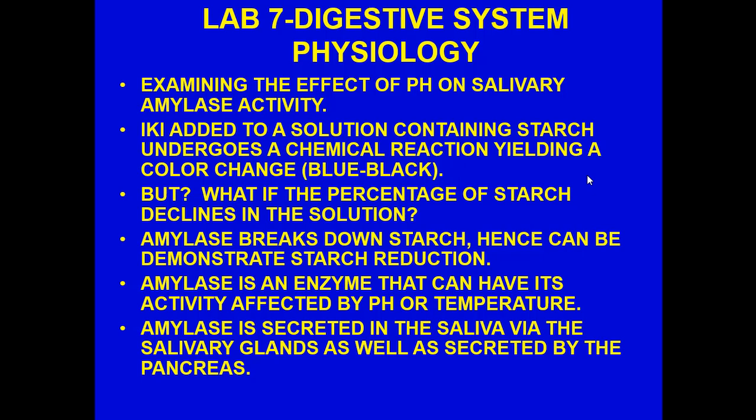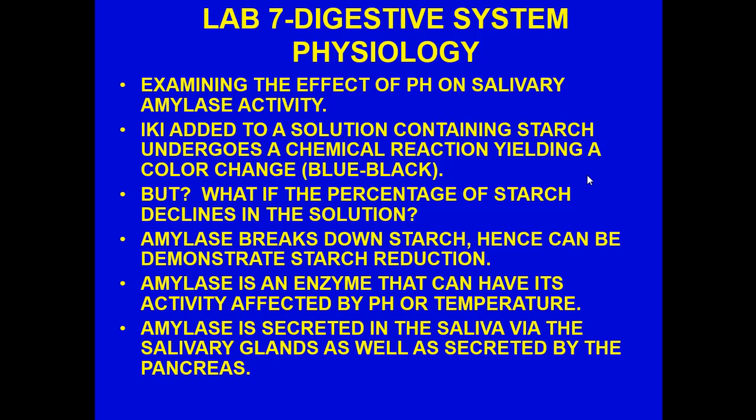Now the other thing is to examine the effects of pH on salivary amylase activity. IKI is added to a solution containing starch, which undergoes a chemical reaction, yielding a color change, blue to black. Okay, but what if the percentage of starch declines in the solution? That's an interesting point. So if I put the enzyme that breaks down starch, amylase, into that solution, shouldn't I eventually start seeing a reduction in the amount of blue-black? And at the same time, I would imagine that over time I would start seeing an increase in the amount of maltose in that very same setup.